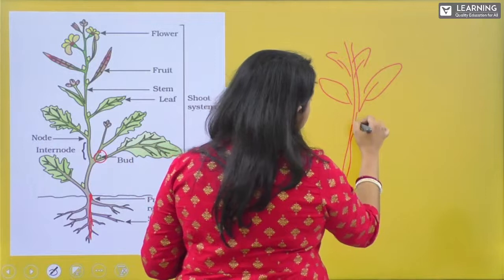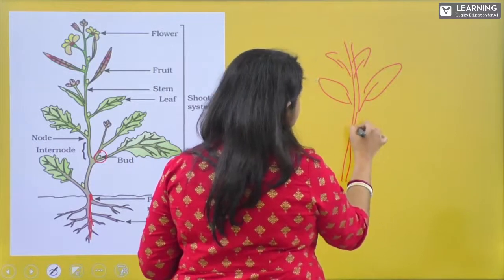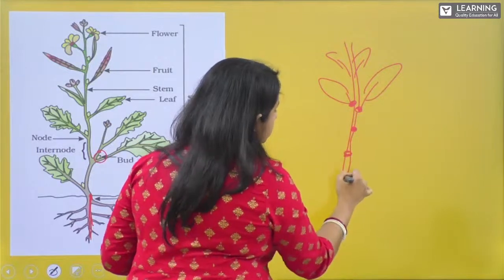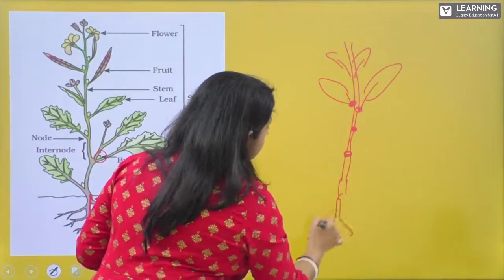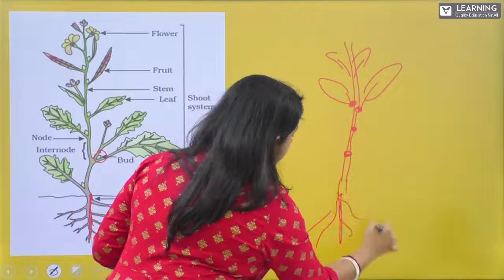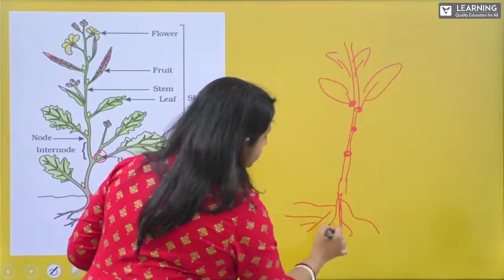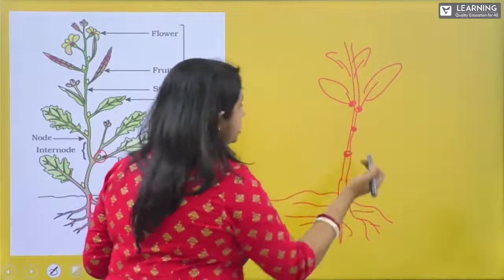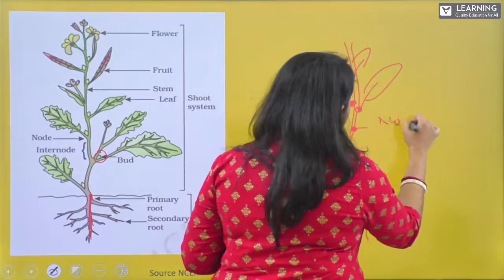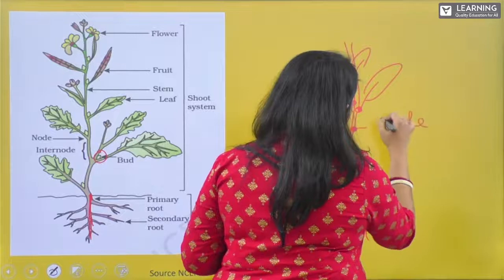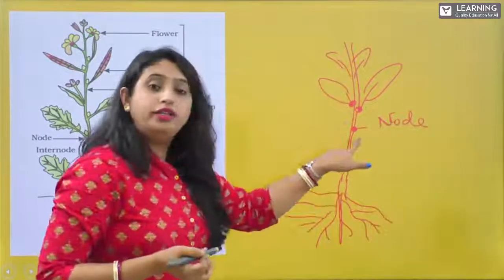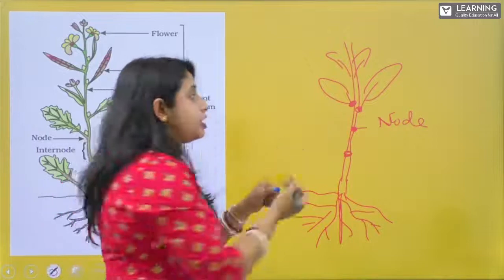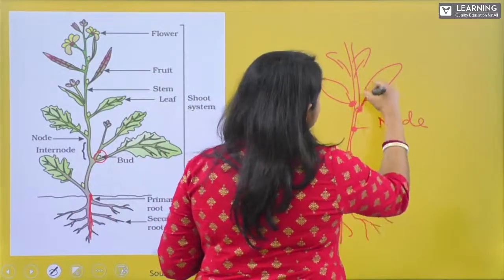Okay. So here you will see node. Here will be node. Here will be node. This is node. These are the roots. This is the primary root, and from the primary root several other roots are coming out, right? So this one is called your node, okay. From the node the leaves are coming out. From a single node the leaves come out. So see, this is the leaf, right?